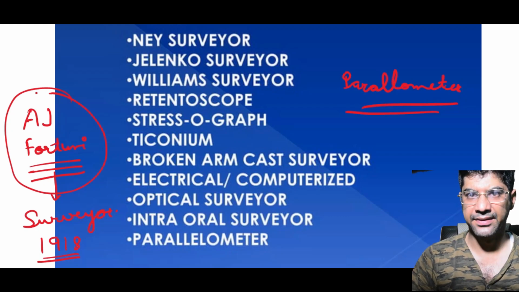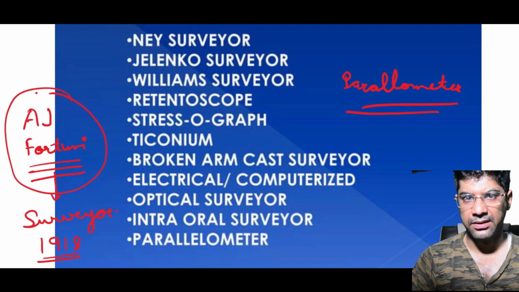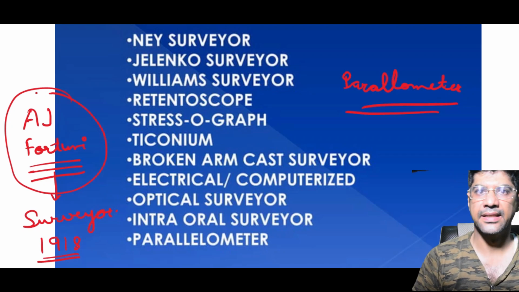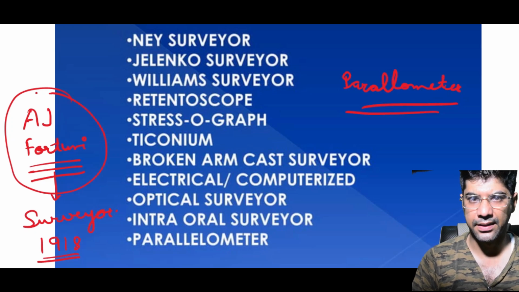So the surveyor helps in design of the removable partial denture by locating and delineating the contours and position of the abutment teeth and associated structures. So what is the main objective of surveying? The main objective of surveying is creating an effective and well-fitting removable partial denture.